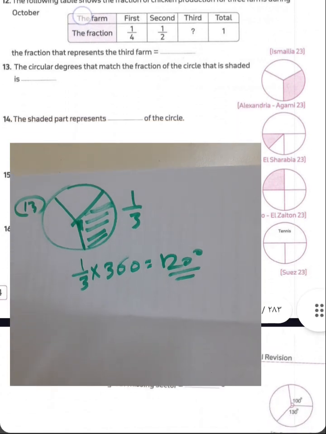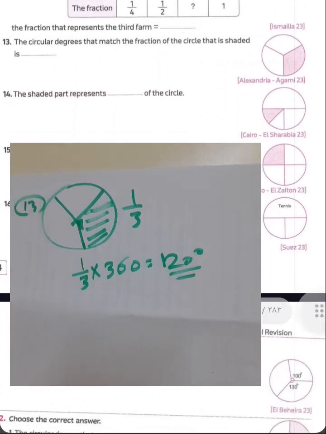Question 14. The shaded part represents what of the circle here? We have 1 from how many parts of the total? The total, you can divide it into 6 parts.